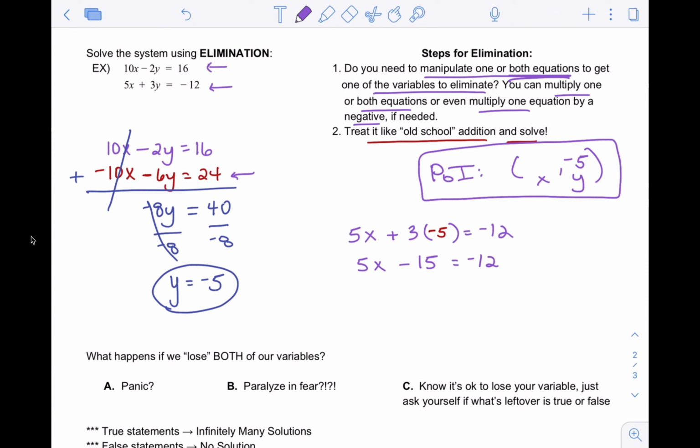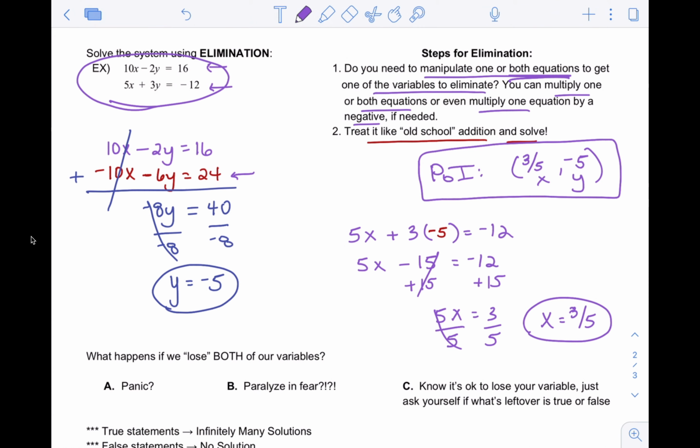And now all I have left to do is SADMAP it, is solve it. So I'm going to add 15. Five x equals positive 3. And I'm going to divide by 5. So x is a positive 3/5. So there's my point of intersection. There's the solution to this system.